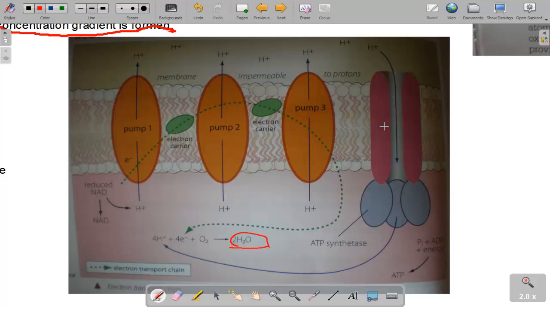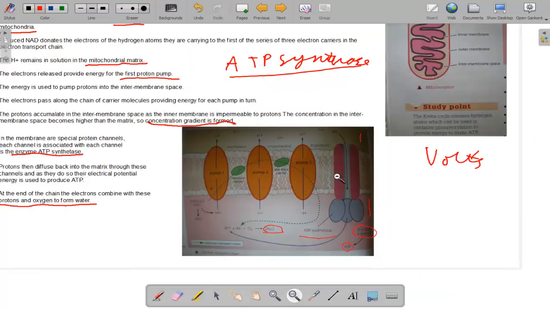And then the enzyme ATP synthetase, along with a phosphate and ADP and some energy, all make ATP. Now all of those ingredients are in the pink part, and the H plus ions are in the green part here. So that's the electron transport chain.